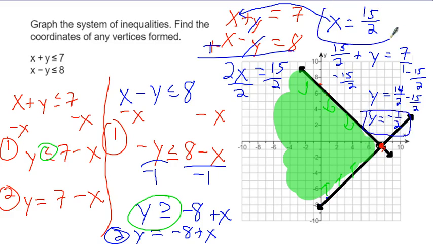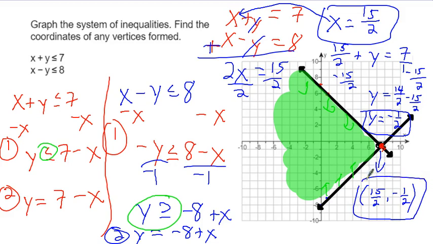All right, and so we get x is 15 halves, y is negative 1/2. So where these two lines cross each other is at 15 halves, comma, negative 1/2. So we calculated it precisely instead of trying to get it by looking at the graph.